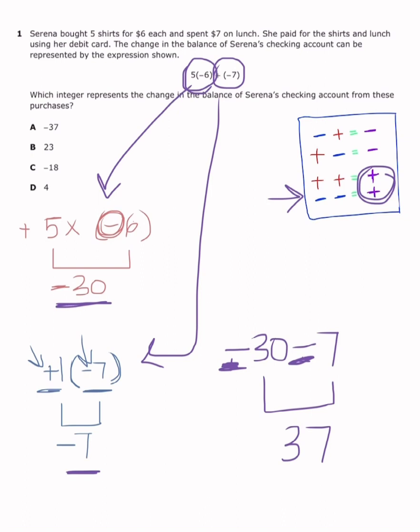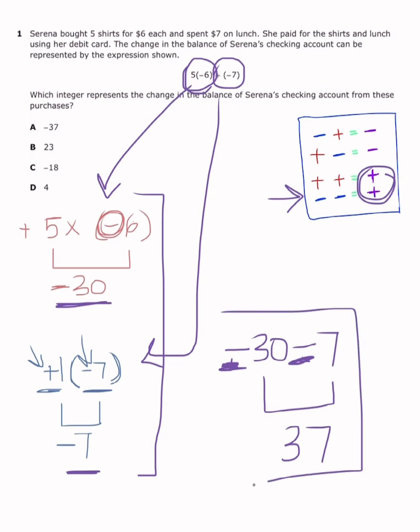37. But since this is addition or subtraction, unlike these ones which were multiplication or division, for addition or subtraction, you would leave the sign there even if you added both of these numbers. So your result would be -37, and that's option A.